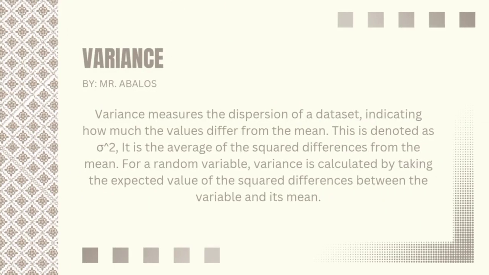Next, we will explore the variance. Variance measures the dispersion of the dataset, indicating how much the values differ from the mean. This is denoted as sigma squared. It is the average of the squared differences from the mean. For a random variable, variance is calculated by taking the expected value of the squared differences between the variable and its mean. Finally, we cover the standard deviation.